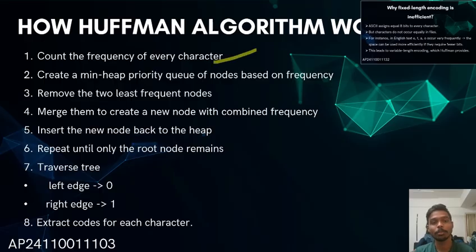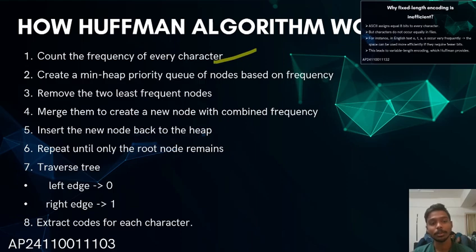Create a min priority queue of nodes based on frequency. Next, we take each character along with its frequency and insert them into a min heap, which is a priority queue where the element with the lowest frequency always comes out first. This structure helps us efficiently find the least frequent characters, which is essential for building the Huffman tree.